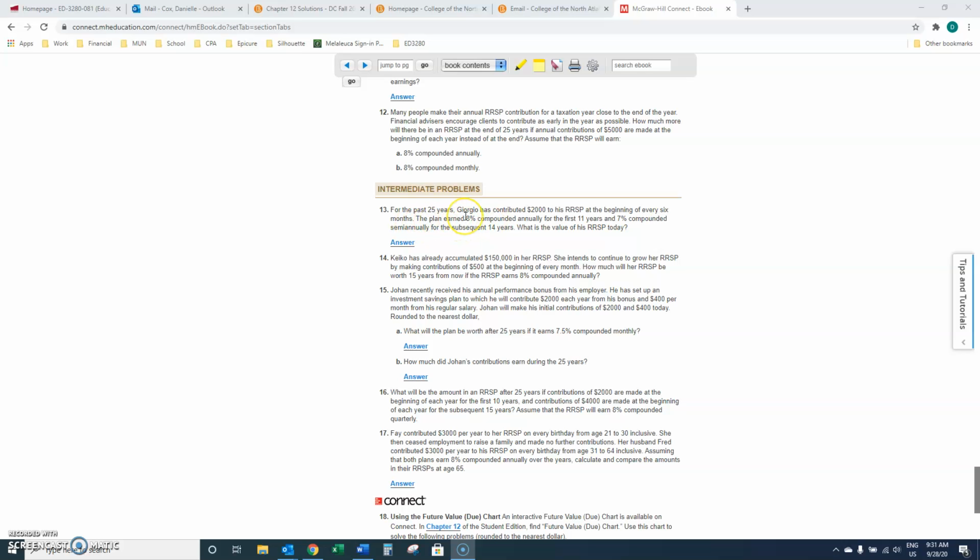And then it earns 8% compounded annually for the first 11 years. So we're going to use those values to work out what would be the value at that point in time. Then we're going to switch it to 7% compounded semi-annually for the remaining 14 years and find out what the value is at the end. So at the beginning, 8% is your interest per year. Compounding per year is 1 because it's annual, and it's for 11 years.